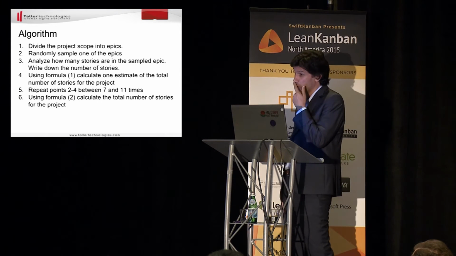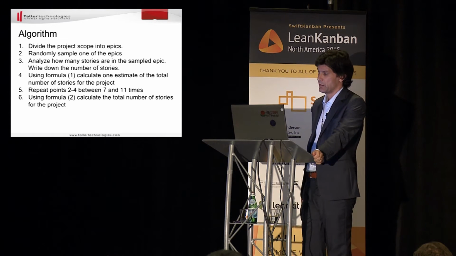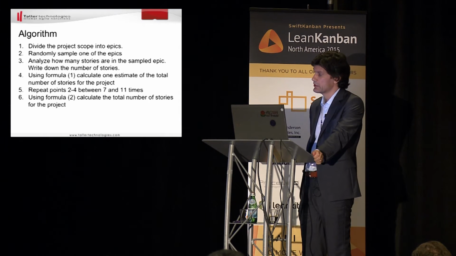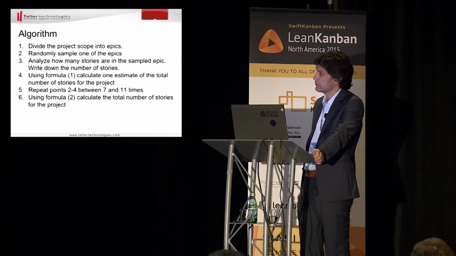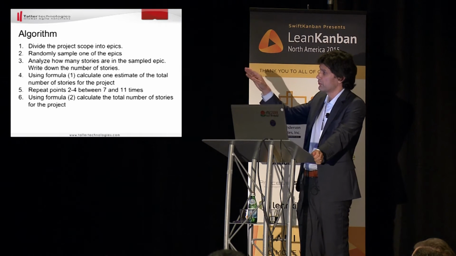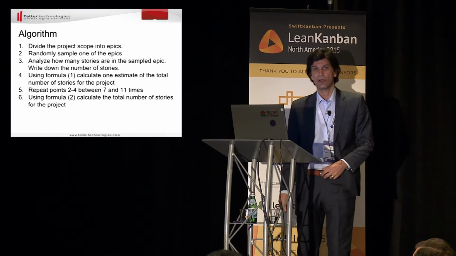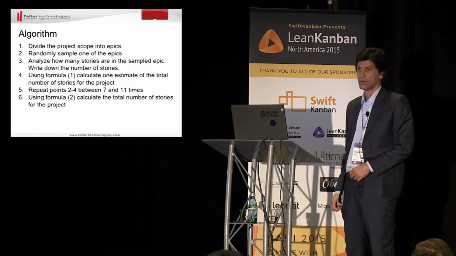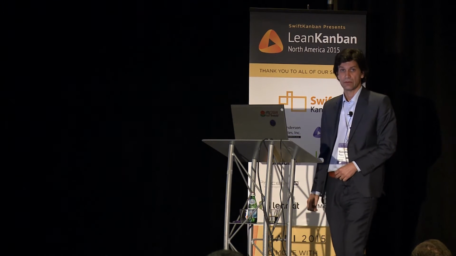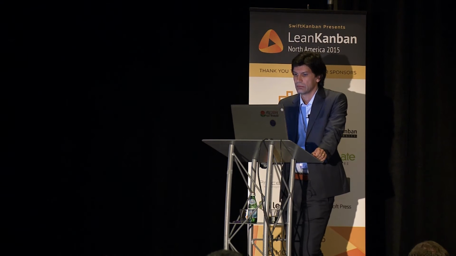Then using the formula, the estimator, we make one estimate of the number of stories in the project. And then we go back and repeat points 2, 3, 4, 5 again. So we are doing this sampling between 7 and 12 times. With the Scrum Do data, I did it for only 7 times. And then we average out the result.